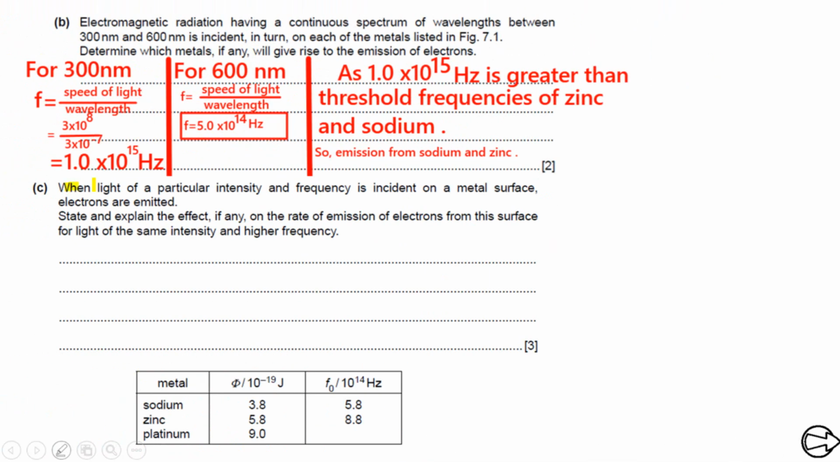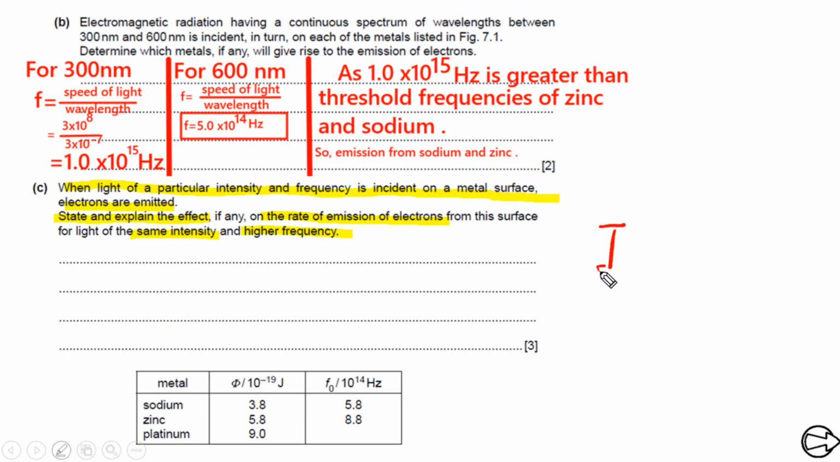For part C, when light of a certain intensity and frequency is incident on a metal surface, electrons are emitted. The question is asking us to state and explain the effect on the rate of emission of electrons if we keep the intensity of the light the same and we increase its frequency. It simply means that we need to understand the relationship between intensity and frequency. So let's try to understand how frequency and intensity are linked together.